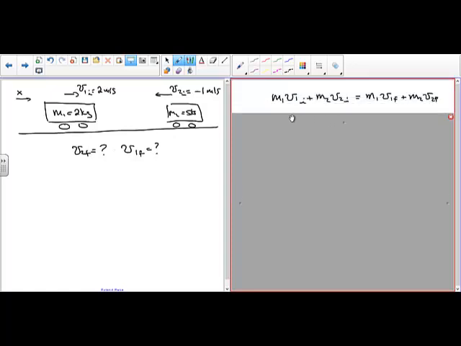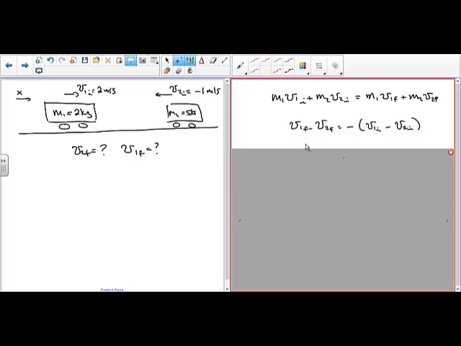So this is conservation of momentum, M1 V1 initial plus M2 V2 initial. So those are the initial momentums, is equal to the final momentums. The conservation of energy, kinetic energy, is V1 final minus V2 final is equal to negative V1 initial minus V2 initial. I did this problem just a minute ago and I wrote this down wrong and I got the wrong answer, so reworking it now correctly.